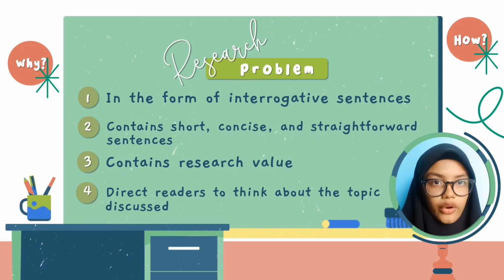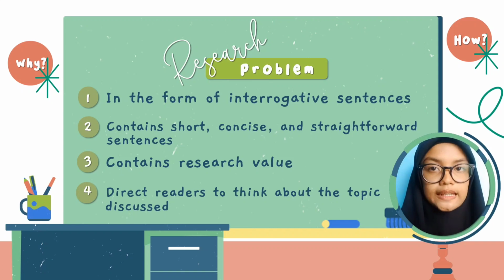Other question words can still be used in writing a research problem. Formulation of the problem helps the researcher to keep doing research within the corridor or research path. Problem formulation has the following characteristics. First, it is in the form of an interrogative sentence. The second, it contains short, concise, and straightforward questions. And the third, it contains research values.